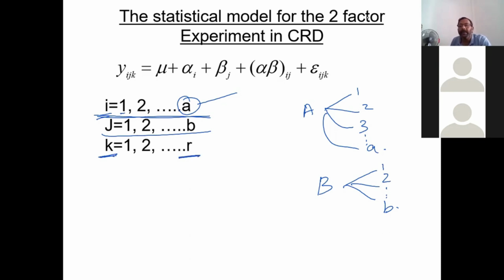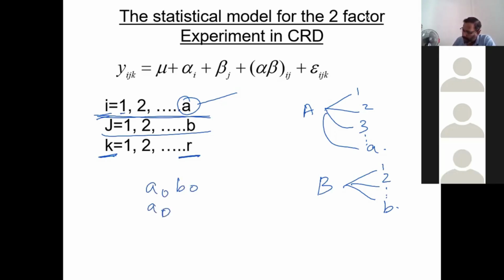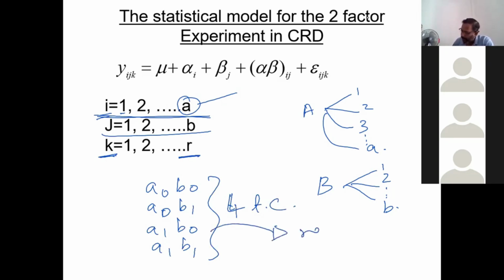So we'll have to have replicates also, right? For example, A naught B naught, A naught B1, A1 B naught, A1 B1. So these are the 4 treatment combinations in our early example. So this has to be replicated. Then only we can do the experiment. Can you remember, we said what are the benefits of replicates and so on. All right. So that is the advantage.